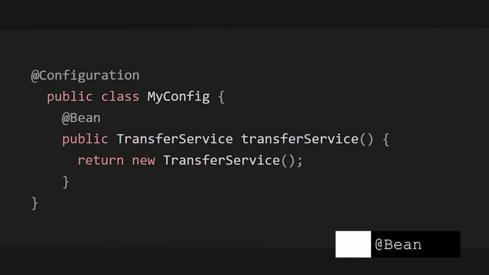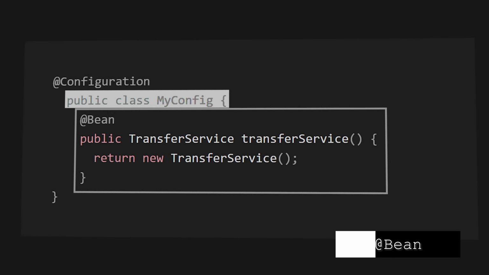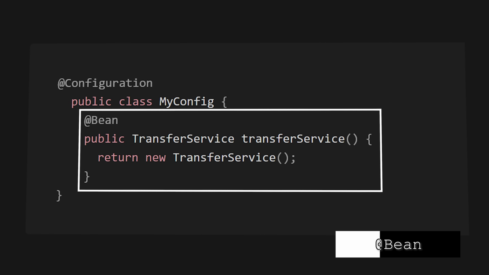By adding the @Bean to a method of a configuration class, the method's return object will be registered as a Spring Bean. So for example, here I have a MyConfig class, which is annotated with @Configuration. And now I have a transferService method, which has the @Bean annotation. Now, transferService will be a Spring Bean registered in the bean registry and available for dependency injection.